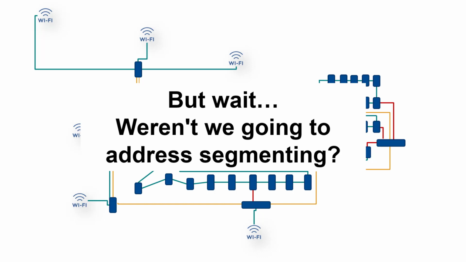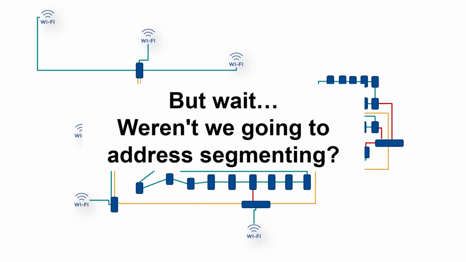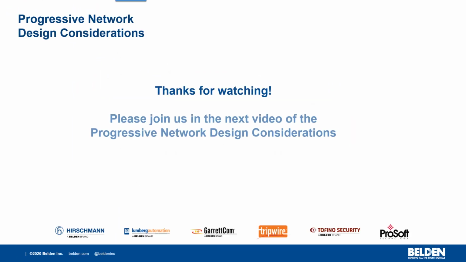And there is a whole lot of other needs, such as convergence into the network office space, and the engineering network, and who's going to monitor and manage all of this. Yes, there still is a lot more to cover, and for this, join us in the next video of the Progressive Network Design Consideration Series to learn more.